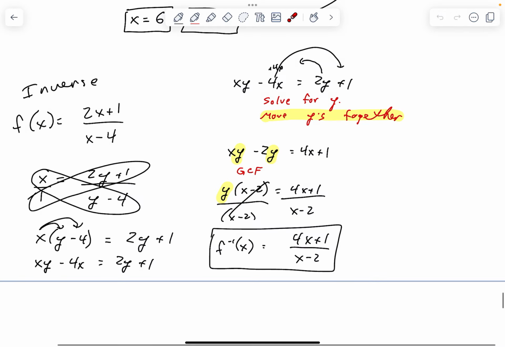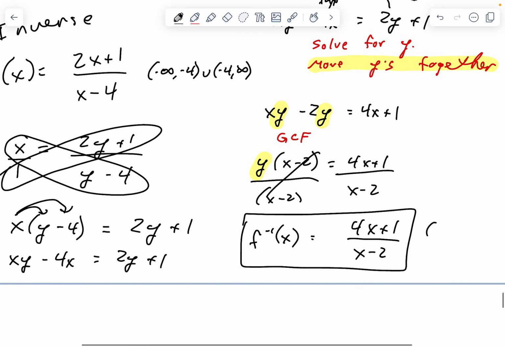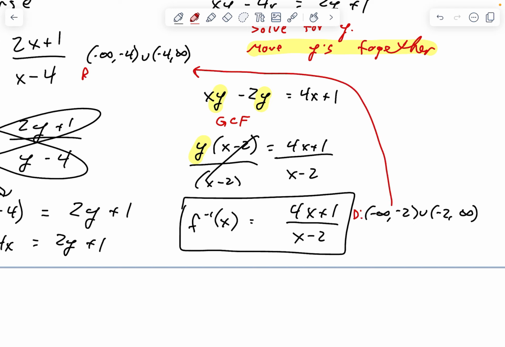Okay, if we were to just take one last look, what's my domain here? My domain would be all real numbers except -4. And my domain here would be all real numbers except -2. If you remember from the last trimester, your domain and your range flip when you're finding the inverse because you're switching the x and y. So this domain of the inverse is my range of the original.